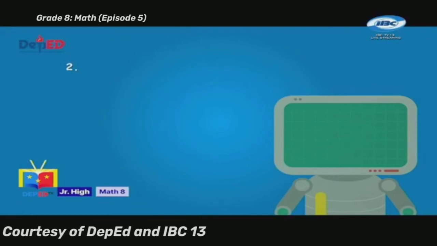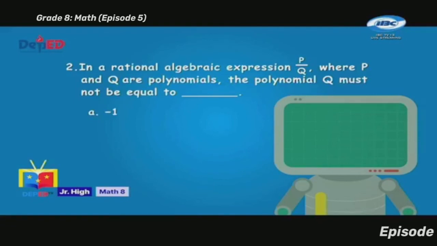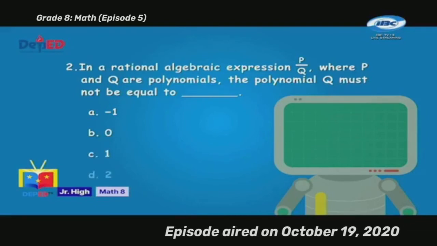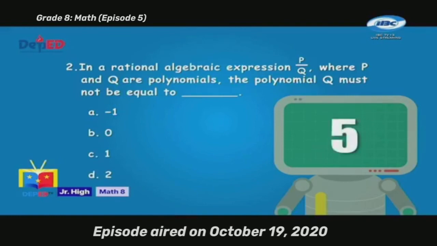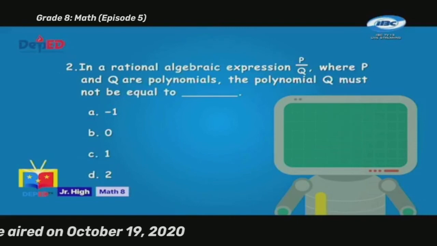Number 2. In a rational algebraic expression, P over Q, where P and Q are polynomials, the polynomial Q must not be equal to A, -1, B, 0, C, 1, or D, 2. The correct answer is B, 0.